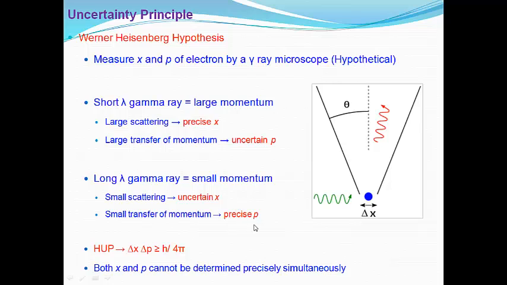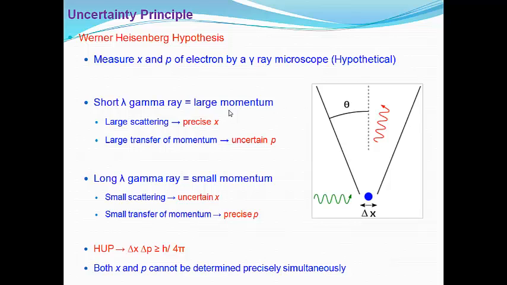And because there's a small transfer of momentum, the before and after momenta are more or less the same. And so we are able to determine more precisely the momentum of the electron, but we can't determine very precisely the position because we didn't have large scattering. And so in either case, one of the parameters that we're measuring, either position or momentum, is being sacrificed. In one case, we're able to determine precisely one. In the other case, we're not able to determine precisely the other one.